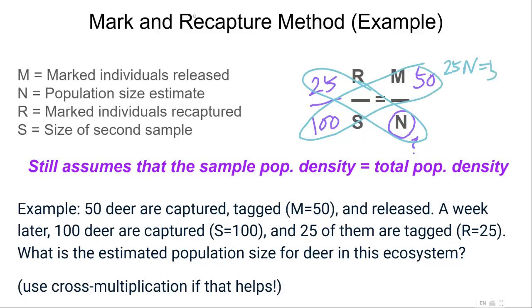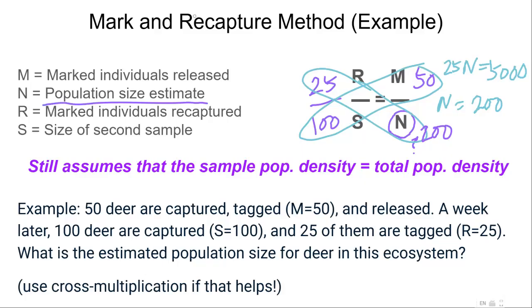We're going to do 50 times 100. If we isolate N the way that we all know how to do from algebra, thank you math teachers, N equals, we divide this side by 25 and we divide this side by 25. This gives us an N of 200. So N would be 200. 200 is our total population size estimate.